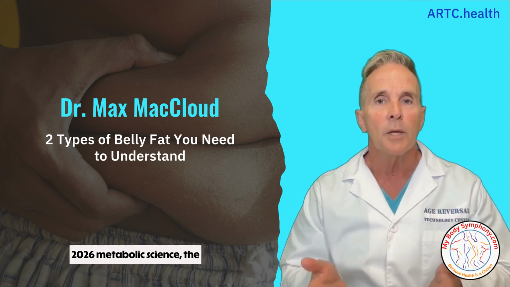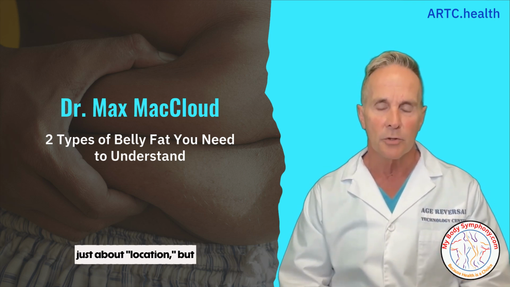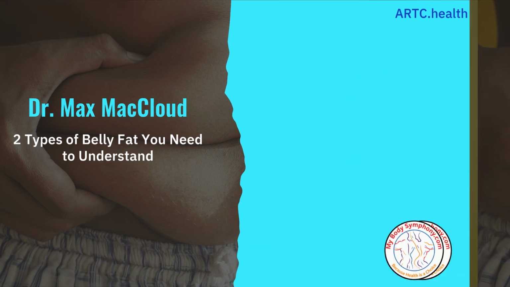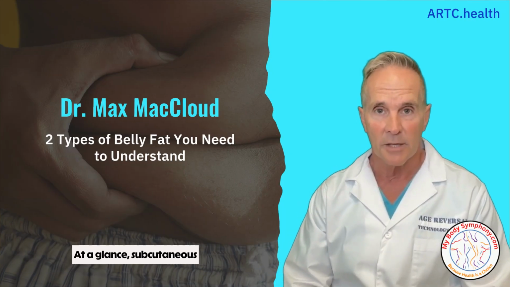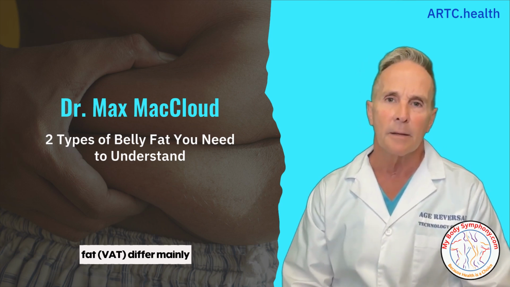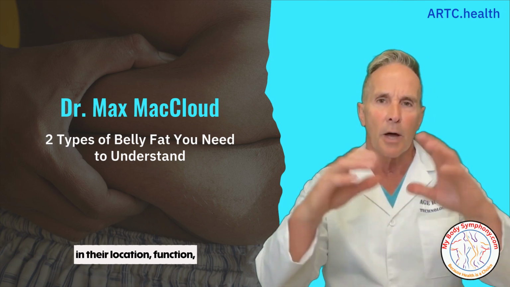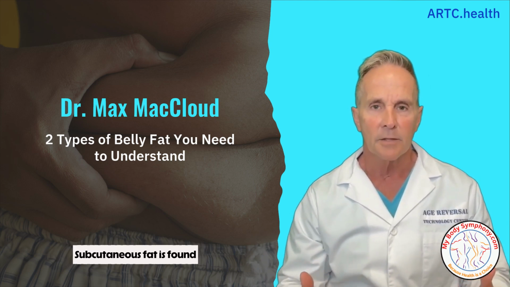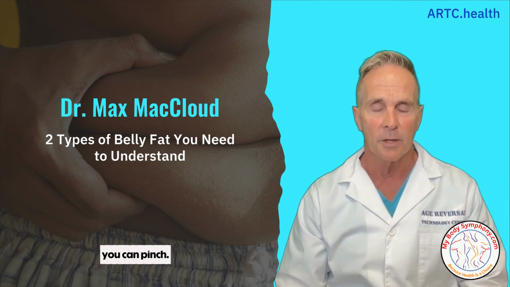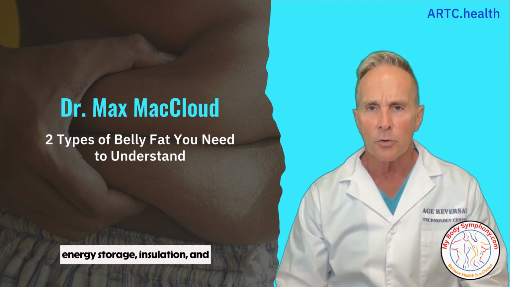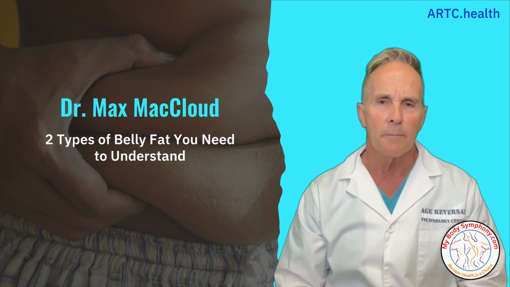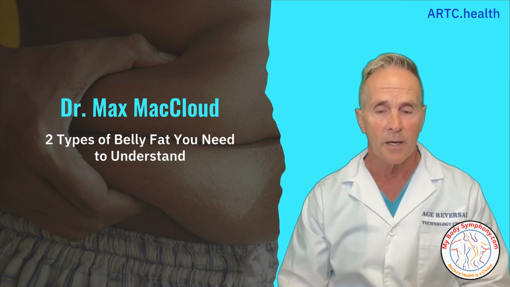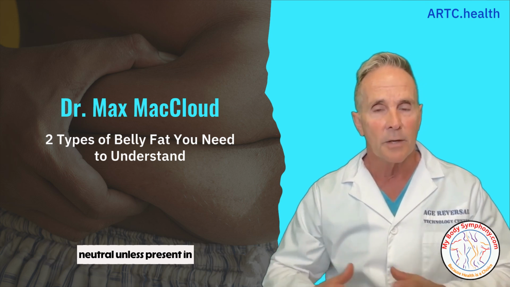In the context of 2026 metabolic science, the distinction is no longer just about location, but about how each type of fat communicates with the rest of your body. At a glance, subcutaneous fat, SAT, and visceral fat, VAT, differ mainly in their location, function, measurement, and impact on health. Subcutaneous fat is found just beneath the skin and is the type you can pinch. It primarily serves as energy storage, insulation, and protection for the body. It can be measured using simple methods like calipers, the pinch test, or visual observation, and is generally considered metabolically neutral unless present in extreme amounts.